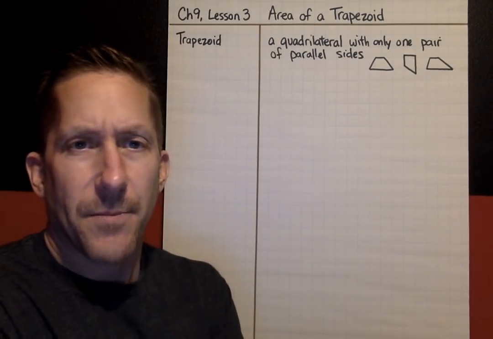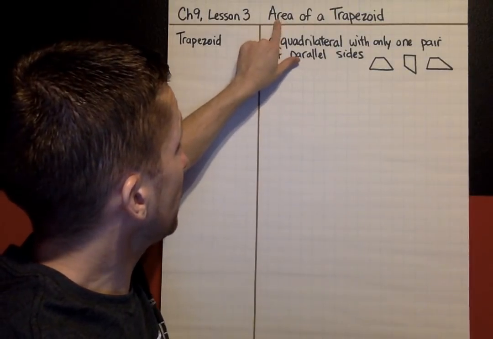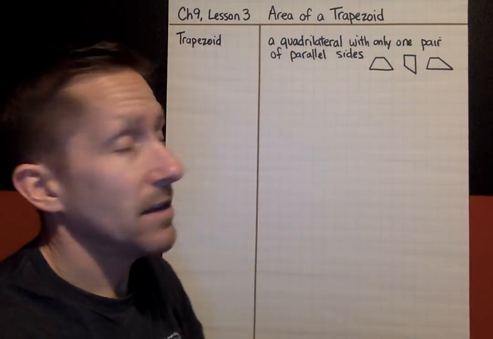Hi kids, this is Chapter 9, Lesson 3. Today you're going to learn about how to find the area of a trapezoid.